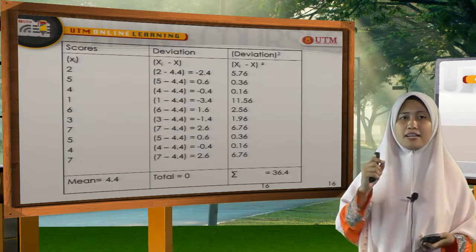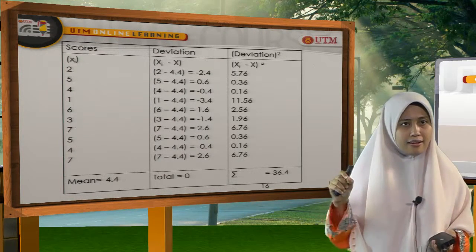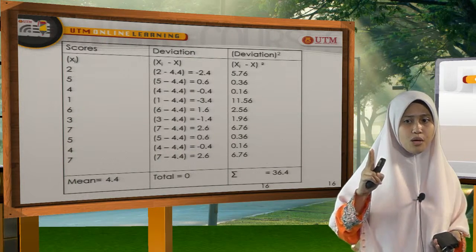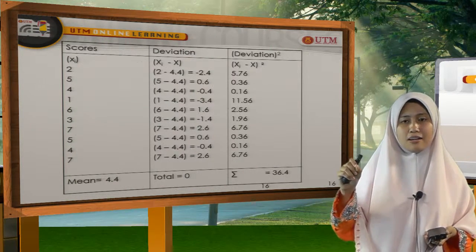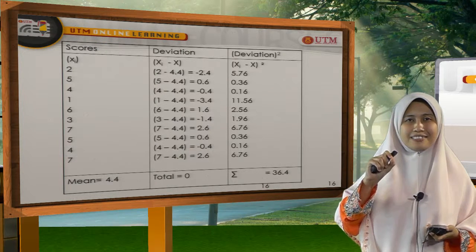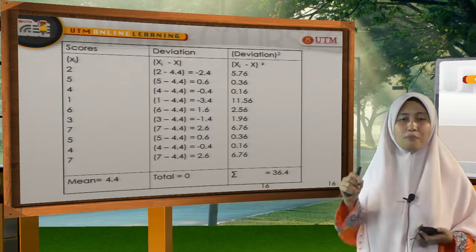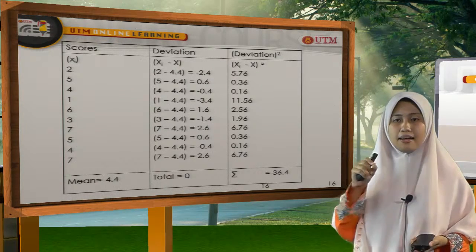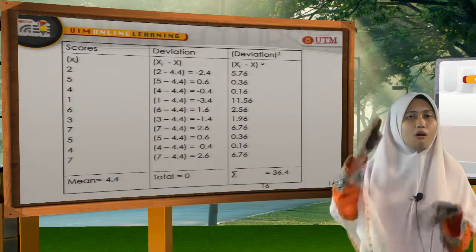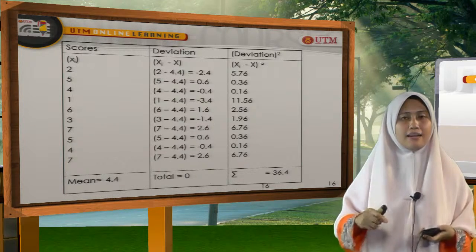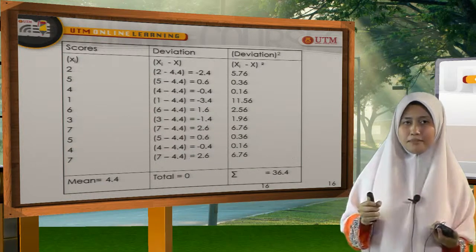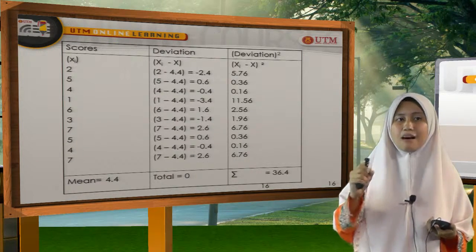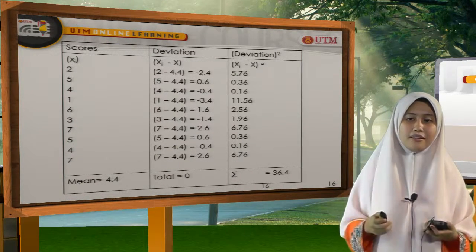Then find the deviation by subtracting the mean from the raw score. For example, here the raw score 2 minus 4.4, where 4.4 is the mean. So the answer is negative 2.4. Do this for all the raw scores, subtracting the mean. And finally, you have to find the sum of squares value for the deviations.